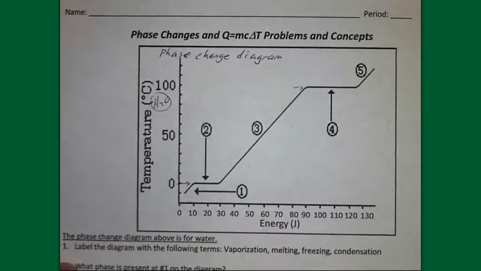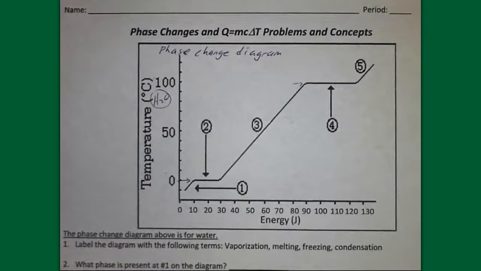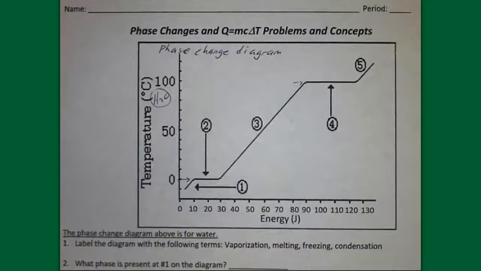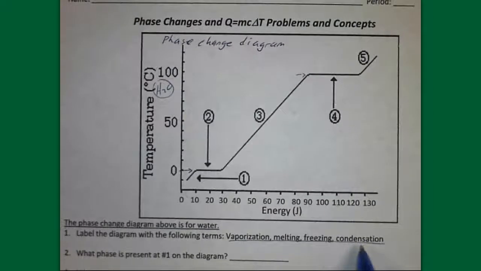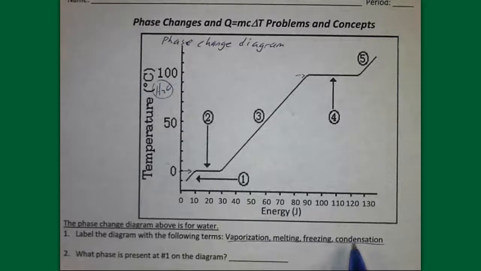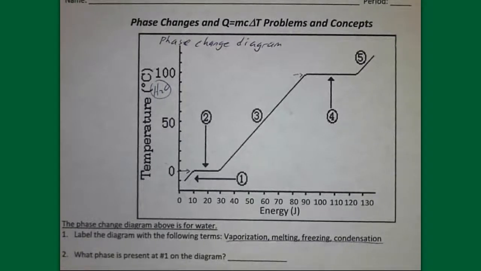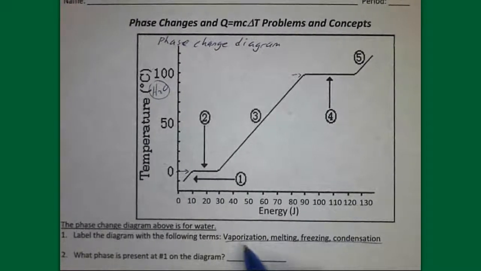Right? So I want to go through this list of questions to help us remember what the phase change diagram represents. The first question says, label the diagram with the following terms: vaporization, melting, freezing, and condensation. Hopefully you remember that these are all phase changes and we need to know where they go. Well, let's define them first.